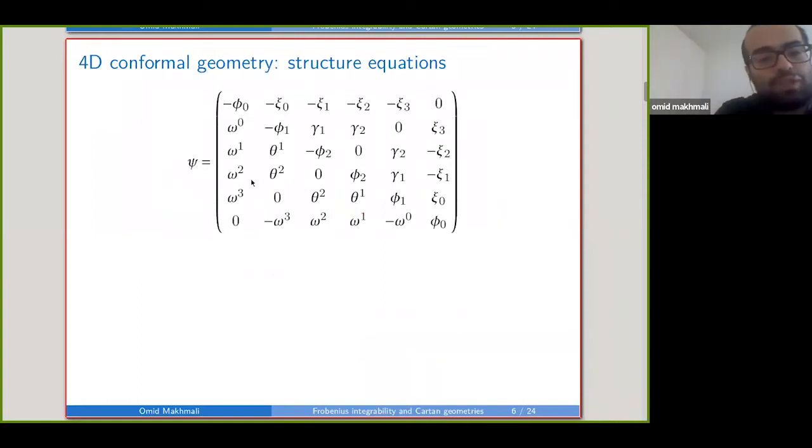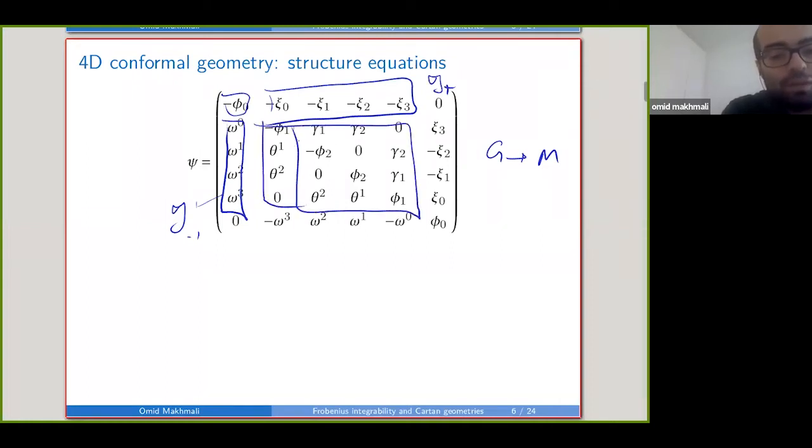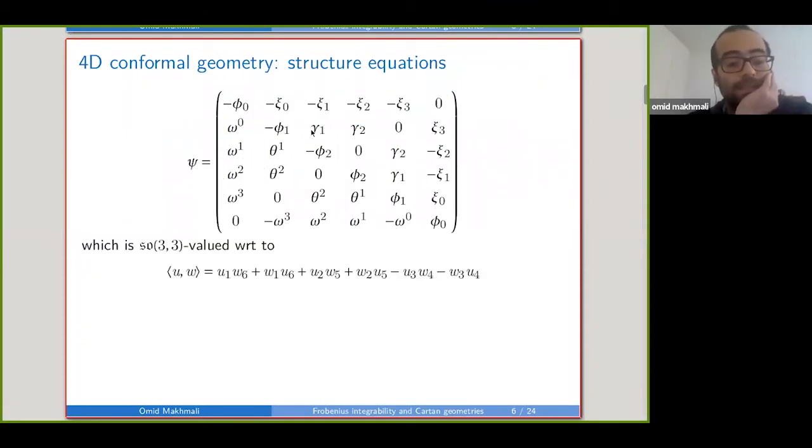So just to remind each other, this part involving omegas, they are semi-basic with respect to the fibration G to M, or horizontal. So this is sometimes denoted as the minus one part of the Lie algebra SO(3,3). This is the positive part of the Lie algebra, and this part plus this are the G0 part of the SO(3,3). So there's a one grading for these geometries. And this takes value in the Lie algebra of SO(3,3) with respect to this inner product on R6.